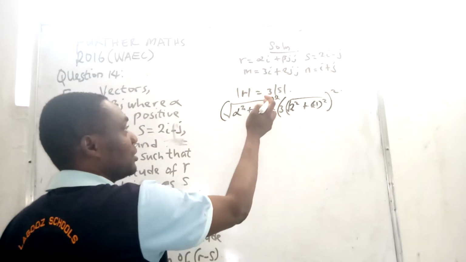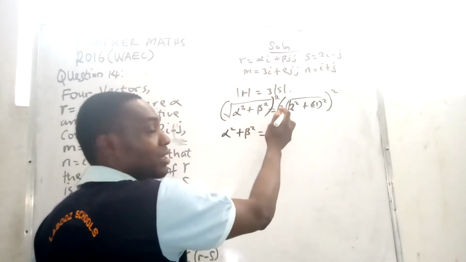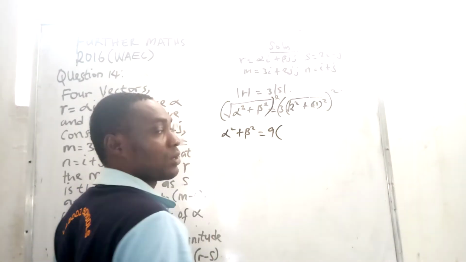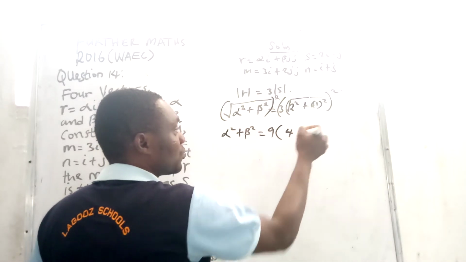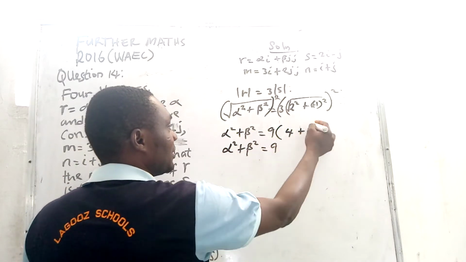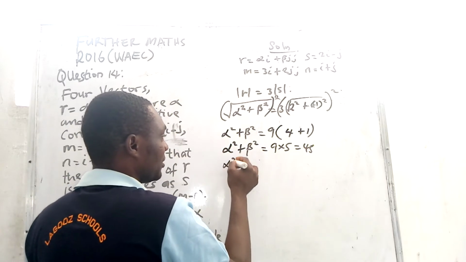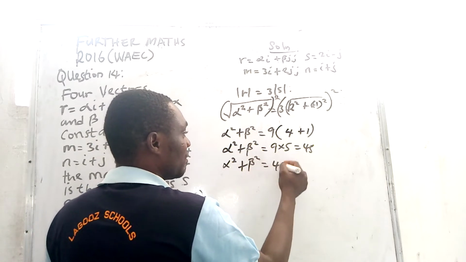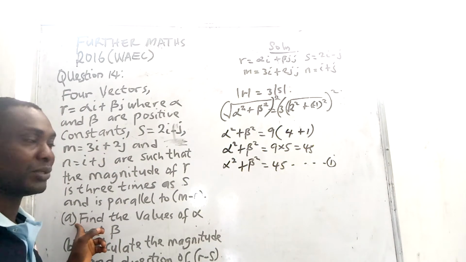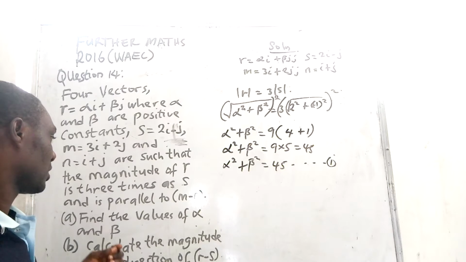So on squaring, the square will cancel the square root. We have alpha squared plus beta squared equals 9 times 4 plus 1. So alpha squared plus beta squared equals 9 times 5, which is 45. So I have alpha squared plus beta squared equals 45. Let's call this equation 1, because we are made to find the values of alpha and beta. And remember that we are told that alpha and beta are positive constants. So let's go to the next statement.